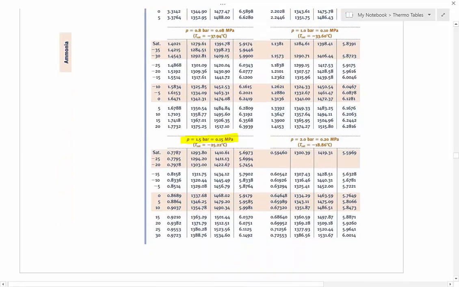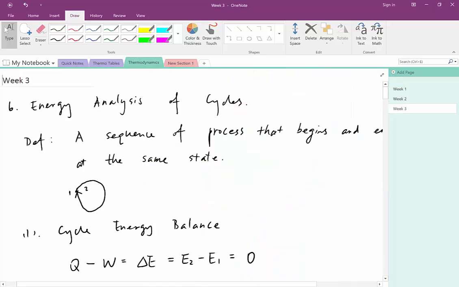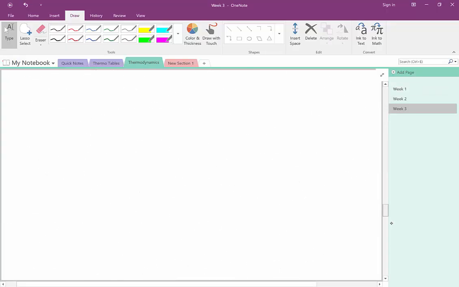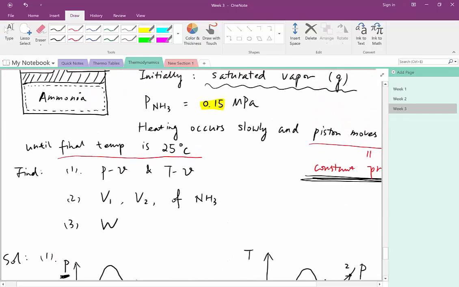Okay, so do we actually know the temperature corresponding to nu 2? Remember, subscript 2 means final. So do we know the final temperature? Let's go back. Do we know the final temperature? The final temperature is given. Where is that? Final temperature is 25 Celsius.